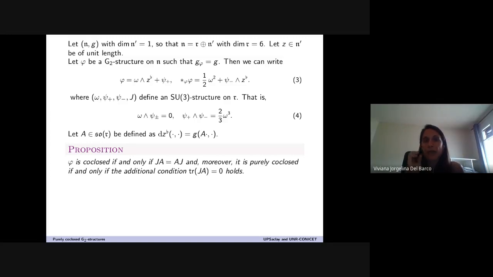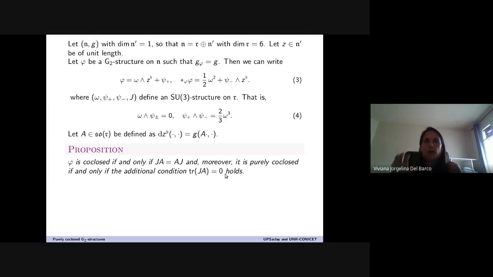So I'm going to denote by A the skew-symmetric map on R, which is defined by the differential of Z. Remember that since Z is on n prime, the differential is in Lambda^2 of R. So it's going to define an element in so(R). The proposition says that phi is going to be coclosed if and only if J and I commute, and moreover, it's going to be purely coclosed if and only if the additional condition that the trace of J times A equals 0 holds.